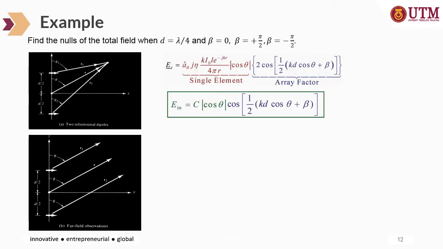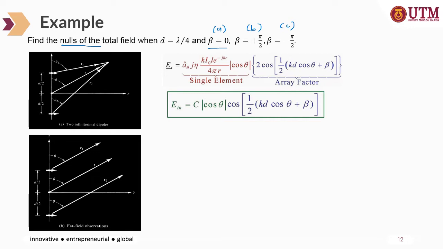Okay, let's look at another example. Find the nulls of the total field when d, the separation distance between the elements, is lambda over 4, and the phase excitation difference takes 3 values: A, when beta equals 0; B, when beta equals pi over 2; and C, when beta equals minus pi over 2.